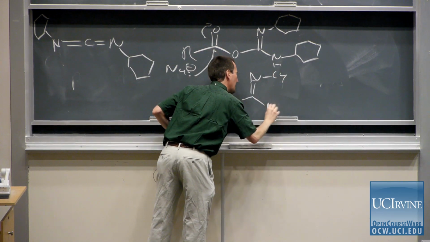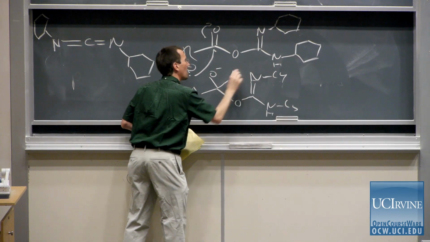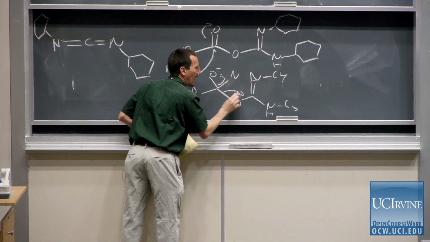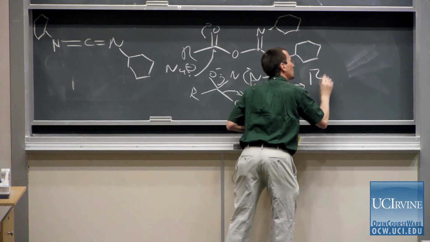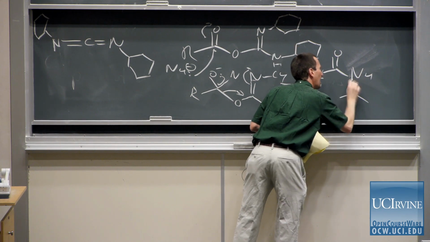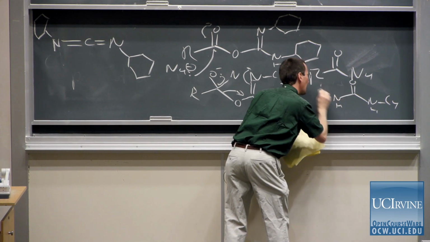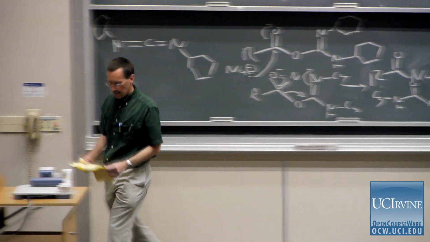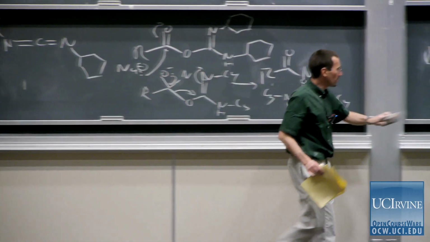And I'm just going to abbreviate cyclohexane as CY. Our nucleophile can come in, and we can kick back and kick out, and eventually end up giving rise to our acylated nucleophile above, and dicyclohexyl urea, which is a byproduct of this reaction. So DCC is a very useful reagent for making esters and amides.